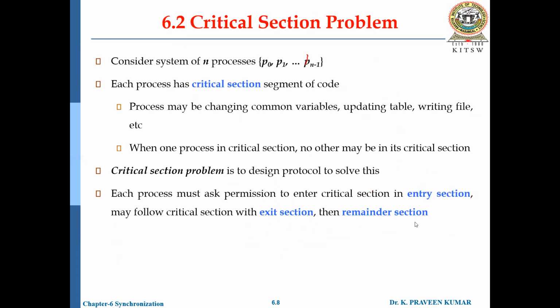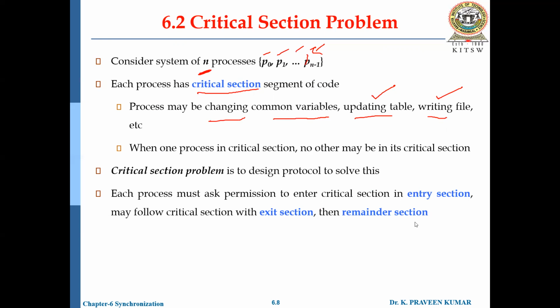Consider a system having n processes, that is P0, P1, P2 and so on, up to Pn minus 1. Each process has a critical section, a segment of code. Processes may be changing common variables, updating a table, writing files, etc. For example, if you are updating a table, what are the updated values and what is the table name? If you are writing into a file, what is the file name and what contents are you writing into the file? So there are different parameters. Generally, the process may change these common variables.